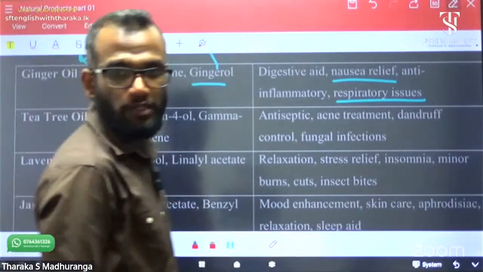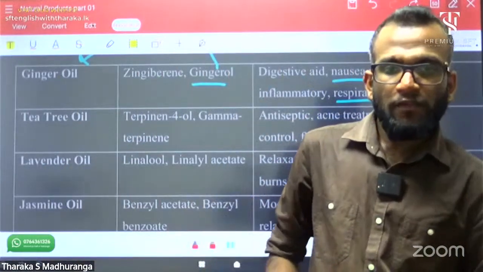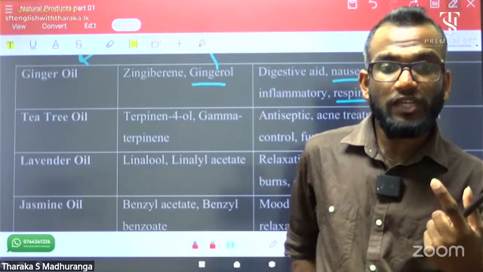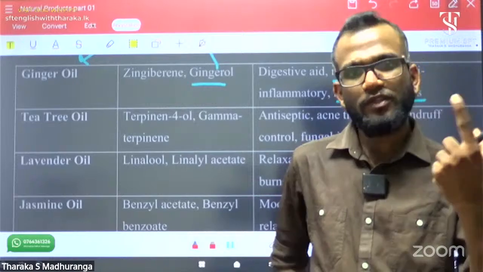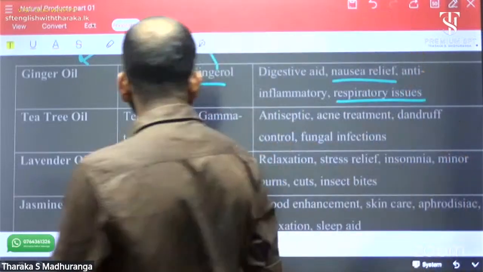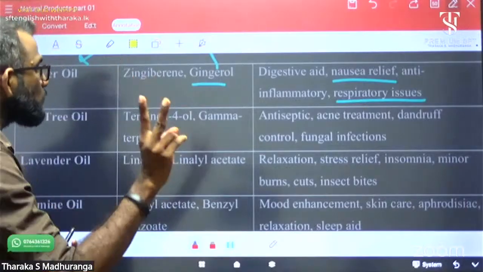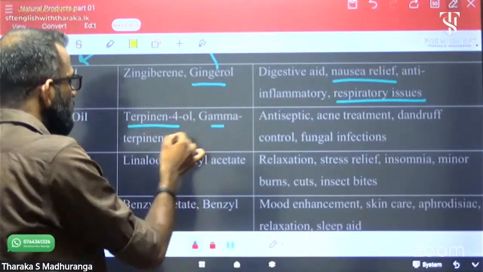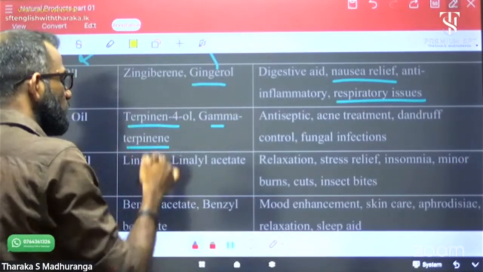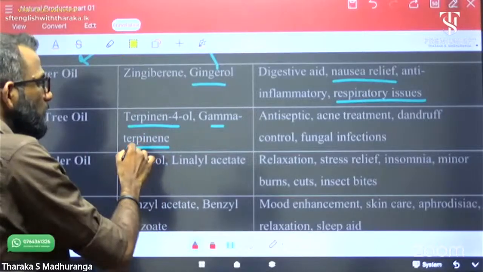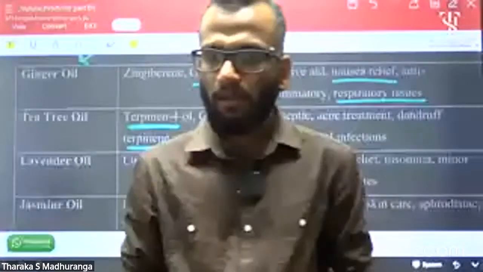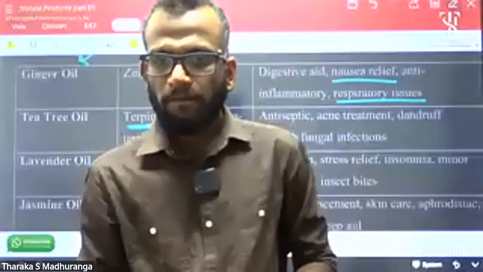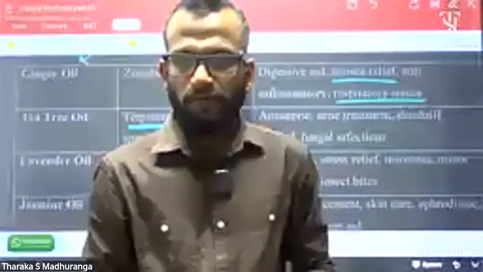Okay, that was an exam question, one MCQ question. What are the secondary metabolites contained in tea tree oil? Tea tree oil, I think a 2024 question. It contains two main types of compound, terpinene and terpinenol.